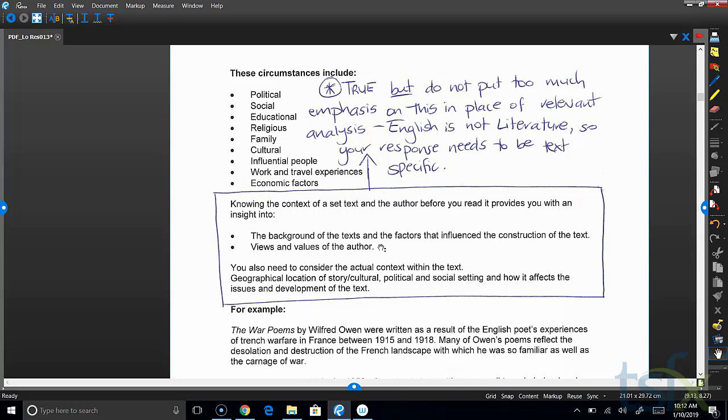So, just have a look at that part that I've drawn a box around. You do need to know the context that the play or the film or the novel was written in. You need to know a little bit about the author, the views and values of the author, what was going on maybe politically, what was going on socially, culturally, how did it affect the development of the text? Yes, you do. What's the but here?